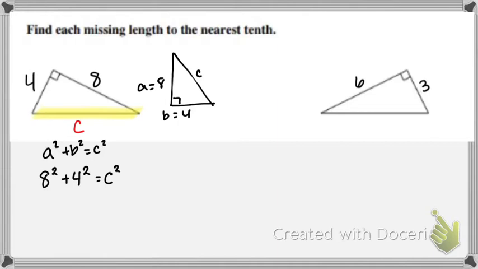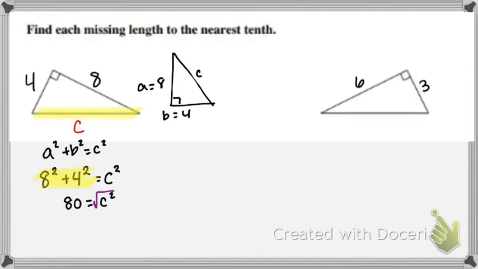Our second step is to simplify the left side, a squared plus b squared. In this case, we have 8 squared plus 4 squared, and we're going to put all of that in the calculator. We get 80, and that is equal to c squared. C squared is 80. C does not equal 80. The last step to do is to take the square root of both sides.